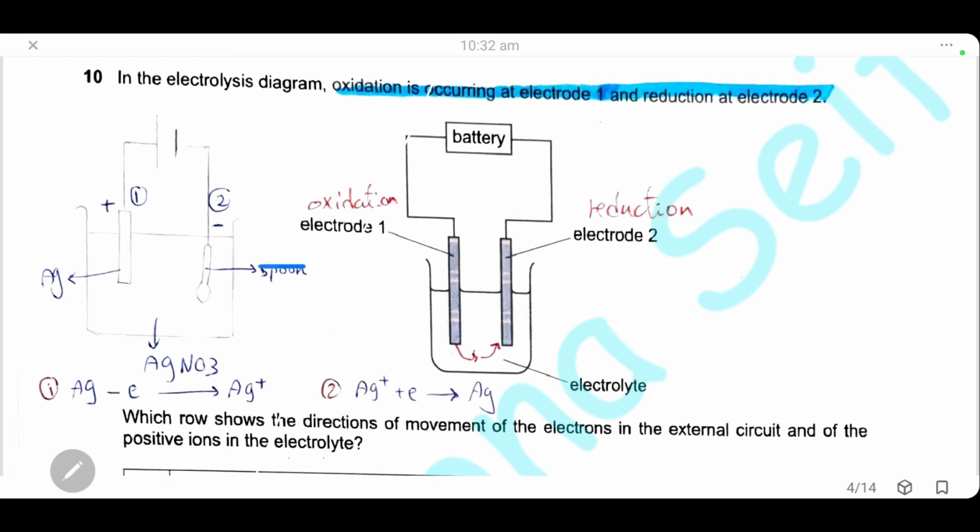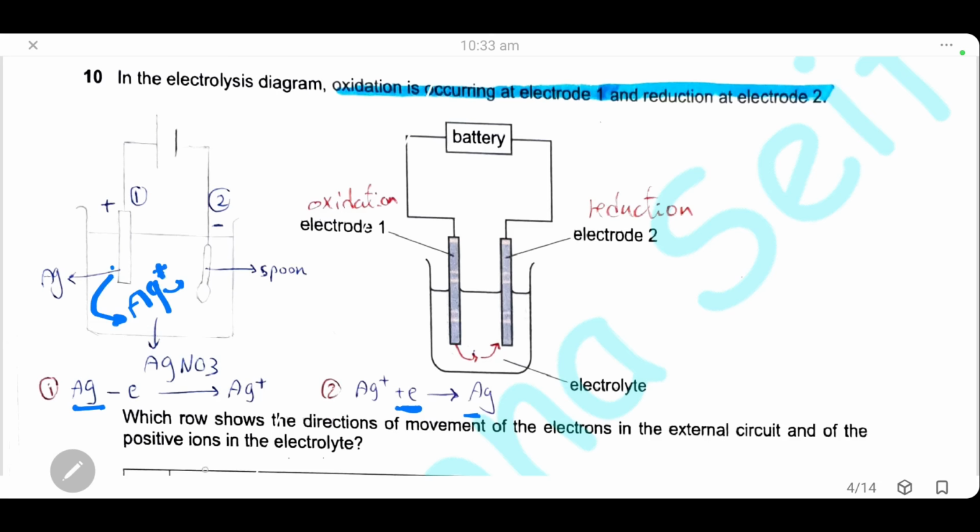So at the cathode there is reduction. If we're going to electroplate with silver, the silver ions in the solution will move to the cathode and gain one electron to convert to silver metal and deposit on this spoon. And silver metal from the anode will lose electrons and replace the silver ions in solution.